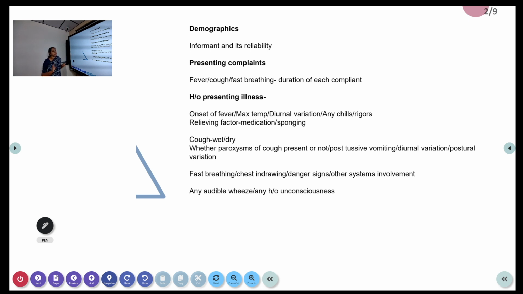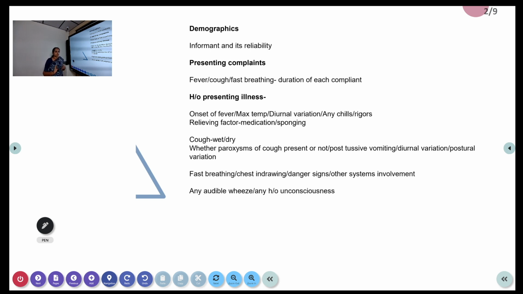Then coming to presenting complaints. So suppose you have a 1-year-old male child coming from Ernakulam, and this is a case of pneumonia. So probably the complaints will be like fever, cough, and breathing difficulty or fast breathing. With the duration of each complaint, so maybe fever and cough of 3 days, fast breathing of 1 day, like that, the exact presenting complaints and duration of each you have to write.